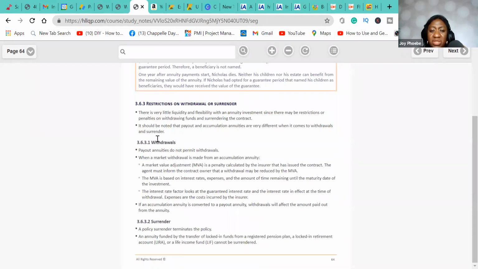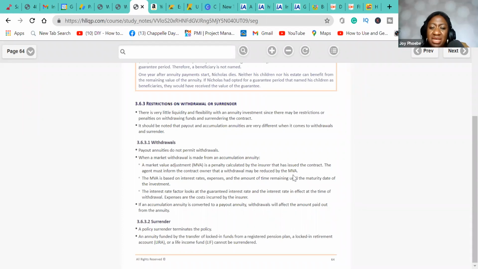Restrictions on withdrawal or surrender. Yes, there's very little liquidity and flexibility with annuity investment, since there may be restrictions or penalties on withdrawal of funds or surrendering of your funds. You can't just wake up and say, hey, I want to withdraw. No, it doesn't work like that with annuities, okay? It's very, very limited when it comes to withdrawal or surrender options. Okay. Payout annuities do not permit withdrawal.